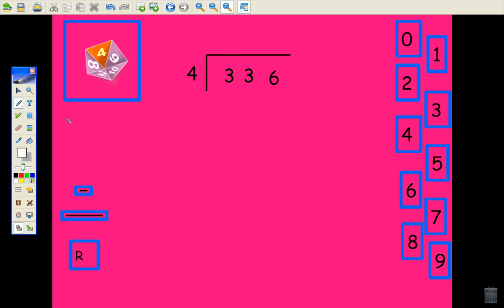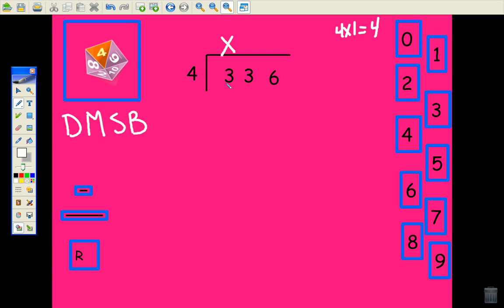So we're going to go through the same process. Divide, multiply, subtract, bring down. So I start here. 4 into 3. Can 4 go into 3? I know that 4 times 1 is 4, so it cannot go in there at all. So I'm going to put a little X here so that I know it cannot go into the 3.